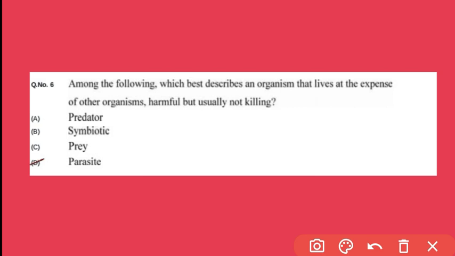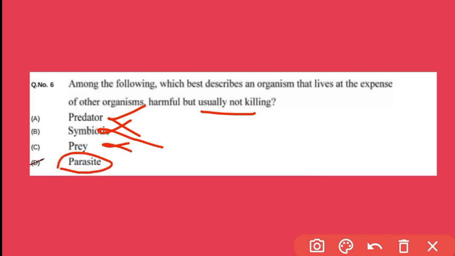But the question is asking about not killing, so it is not the answer. Then a symbiotic association. The symbiotic association is the association in which both partners benefit, so this is also not the correct answer. Then a prey. In an association, the prey is harmed by its predator, so it is also not the answer.